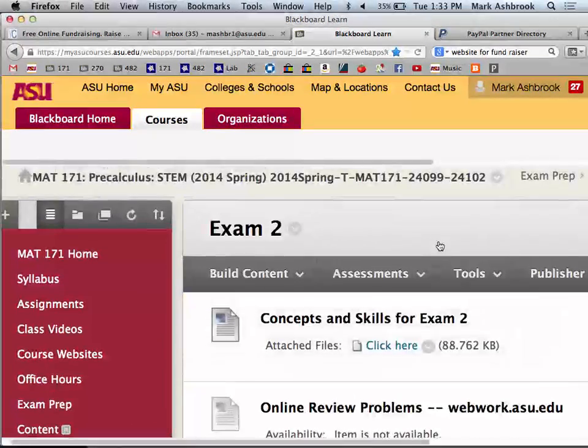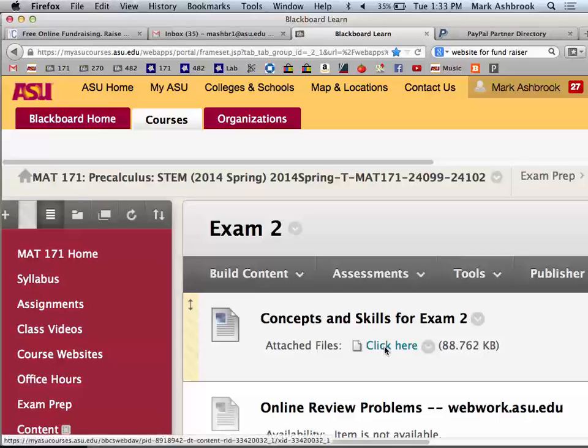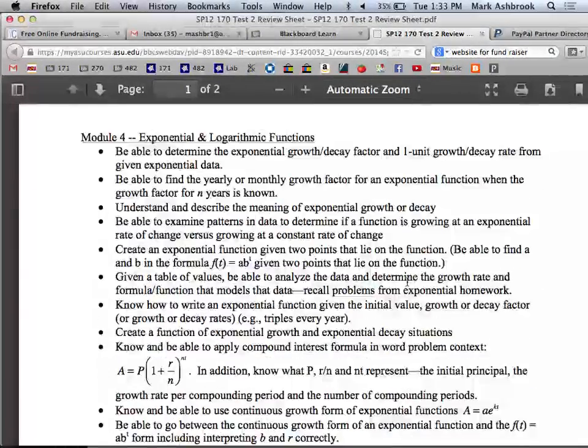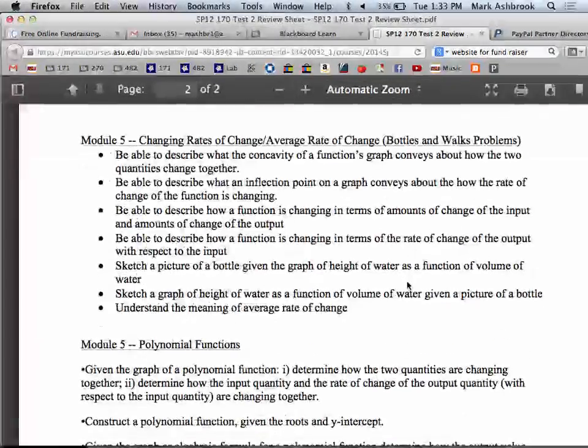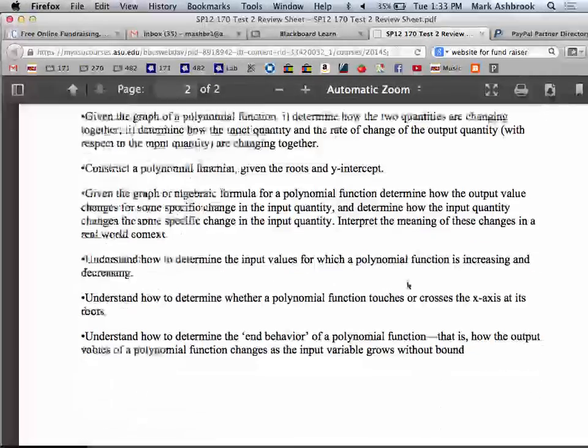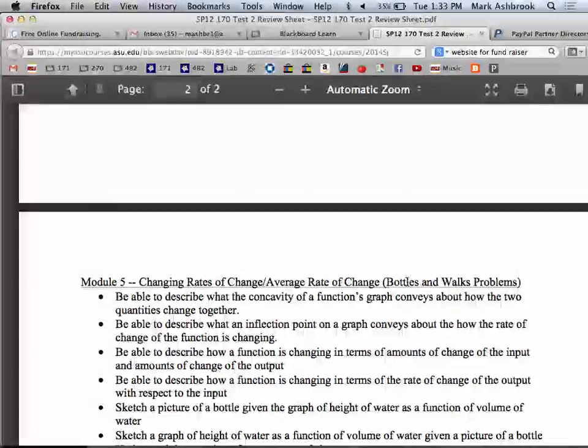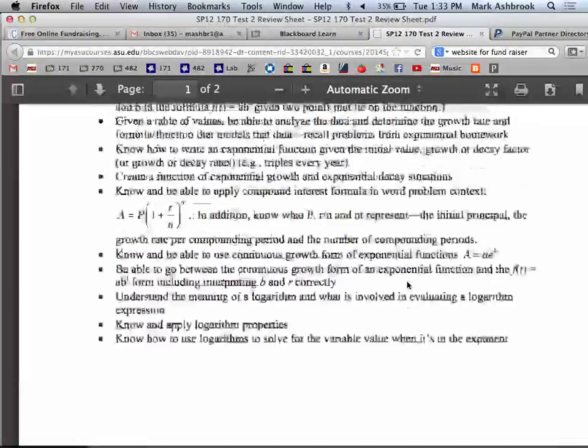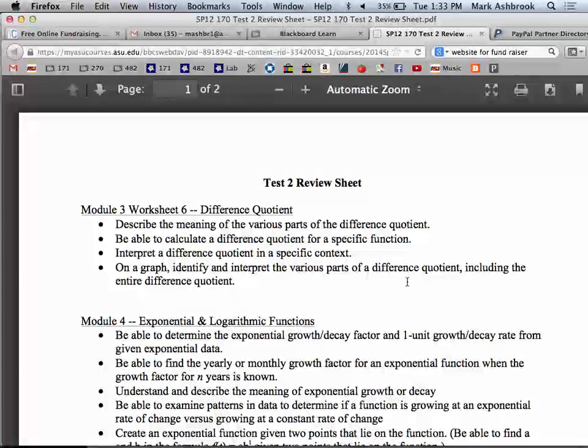Okay, and then of course this is comprehensive. So everything on the exam is talked about somewhere here. Make sure you understand it all and can apply it to problems.